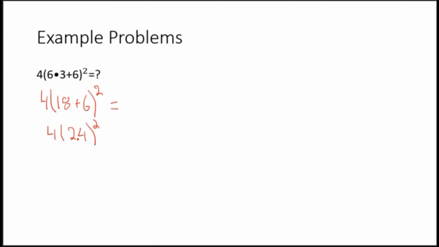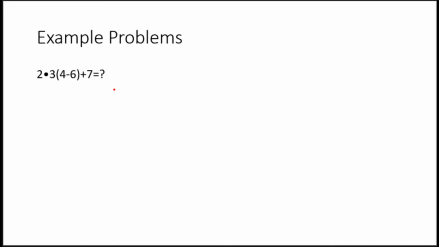Still squared. Now, since we finished everything inside the parentheses, we're going to move on to our exponent. So 24 squared equals 576. And lastly, 4 times 576 equals 2,304.